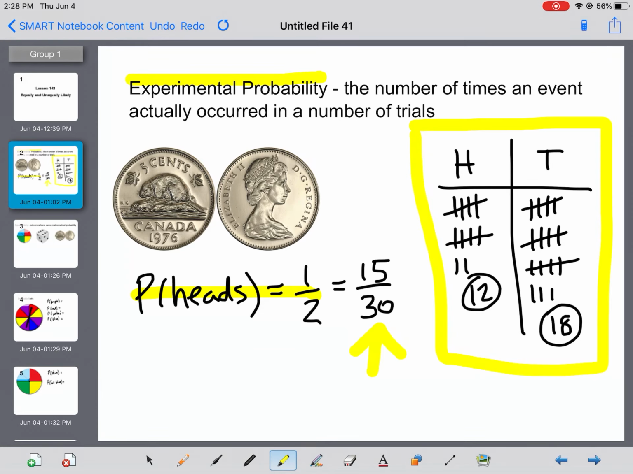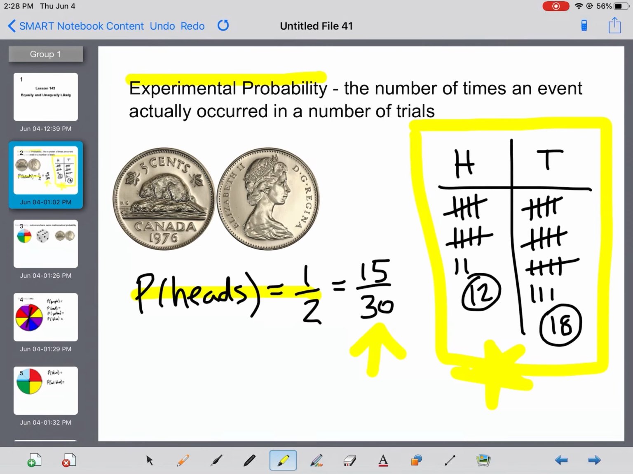And you may have noticed, if any of you got actually 15 out of 30, let me know. I'd be interested to know that. But you could have ended up with a table that looks a little bit like mine, where you ended up with 12 heads and 18 tails or any other number. So it's not necessarily when you do the experiment that it's going to end up exactly matching your theoretical probability. And if you do some thinking about that, that makes sense.